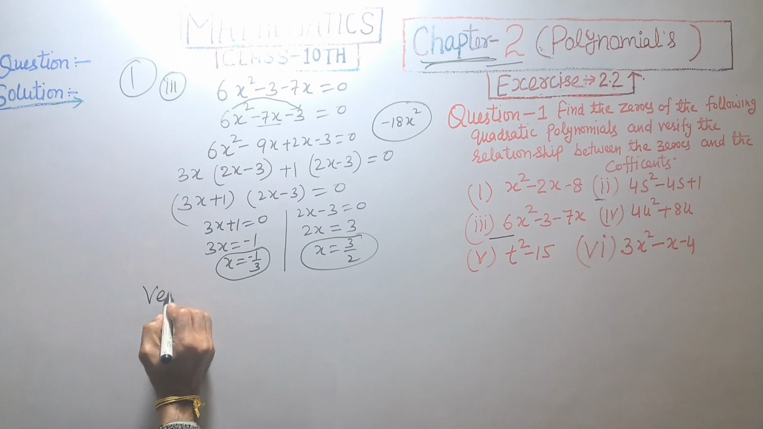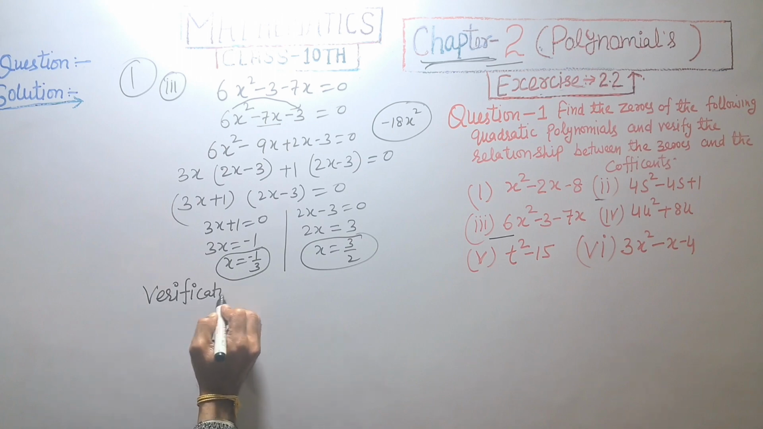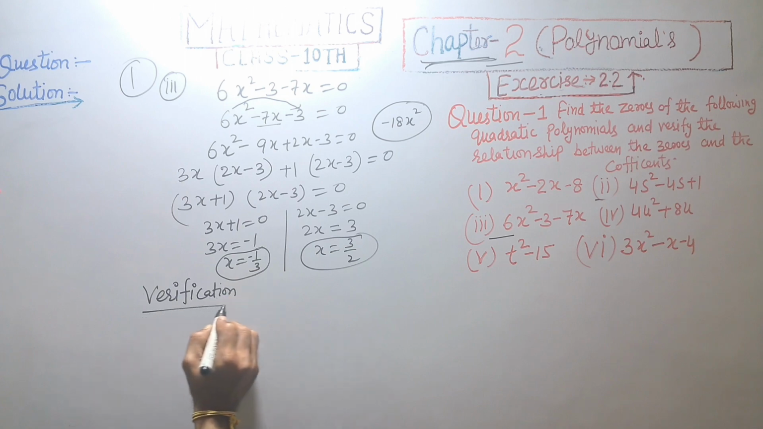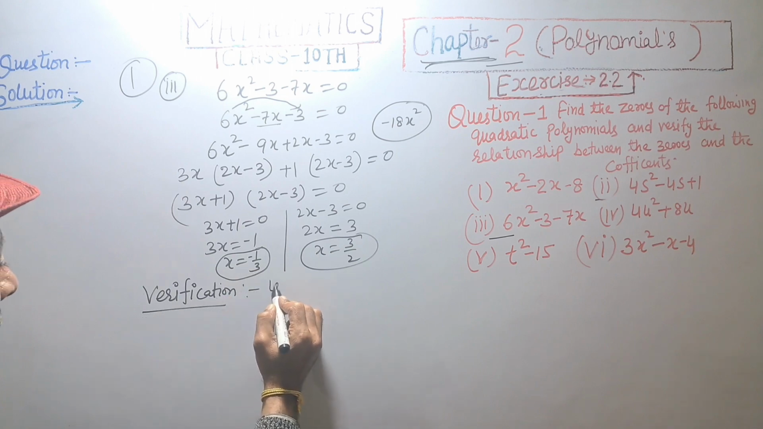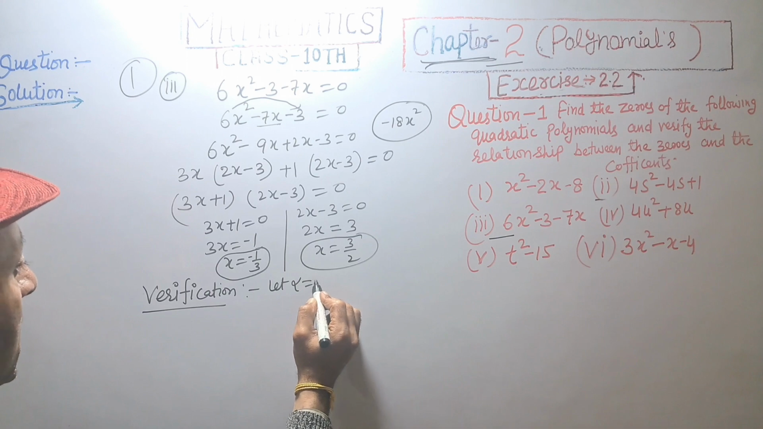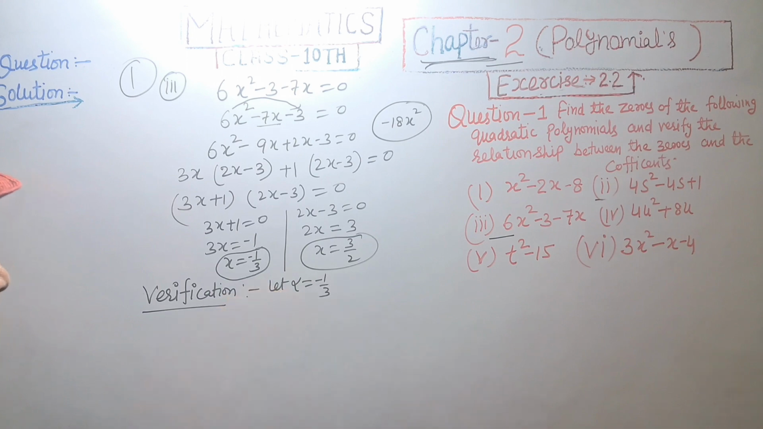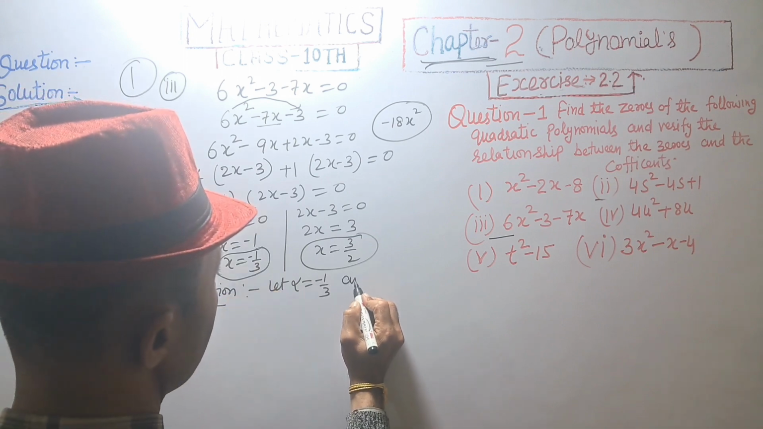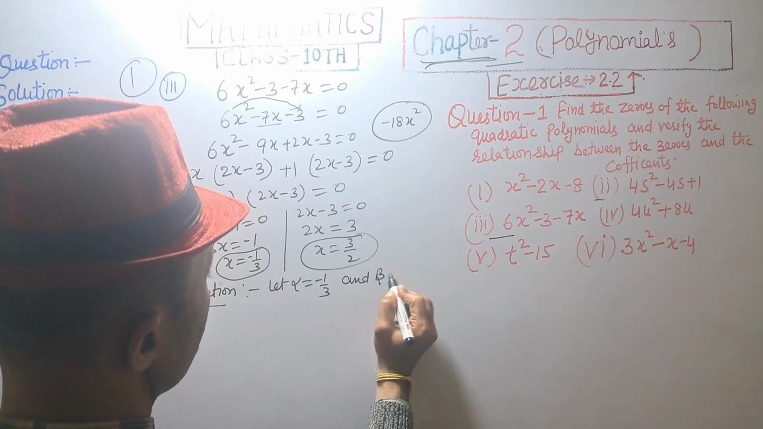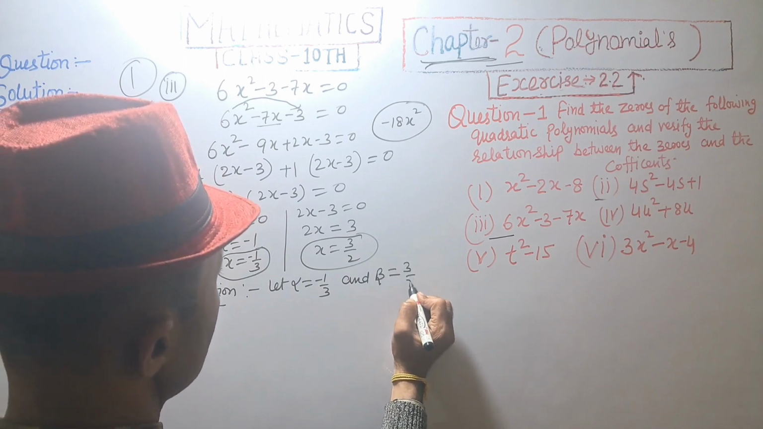And verification: let alpha is equal to minus 1 upon 3 and beta is equal to 3 upon 2.